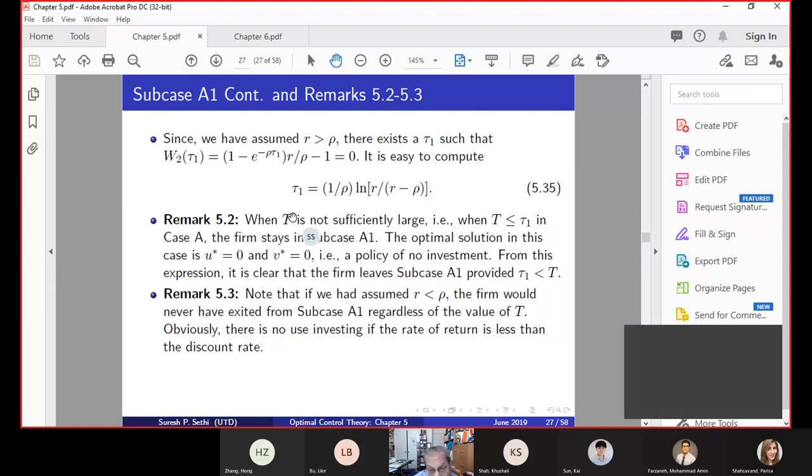But what if T is not sufficiently large? What if T is less than tau 1? Well, then we know the optimal solution, because we have already gone all the way to T, and everywhere the control is 0, 0. So if T is not sufficiently large, then the problem is totally solved and our optimal solution is U star, V star, zero. We'll talk about why this is so later. Okay.